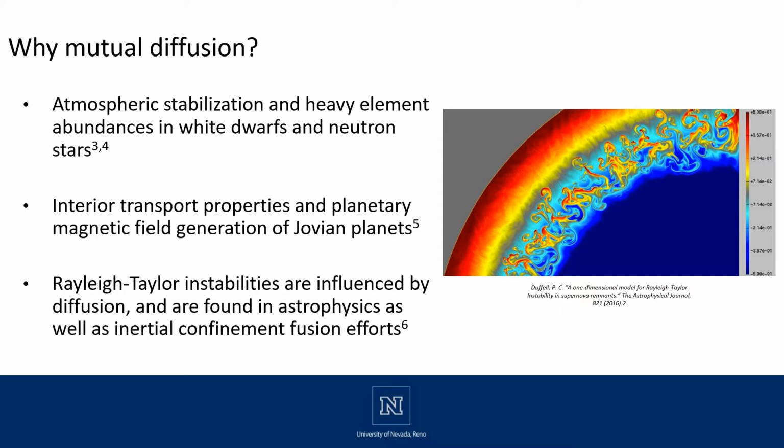Mutual diffusivity is an interesting topic of study as it is thought to influence a wide variety of phenomena across the universe. Of particular interest is its applications in warm dense matter systems, where a better understanding of mutual diffusivity can help inform these other processes. This includes things like the atmospheric stabilization and heavy element abundances in white dwarfs or neutron stars, or things like the transport properties and planetary magnetic field generation of Jovian planets. But perhaps most importantly to our collaboration's research is the thought that Rayleigh-Taylor instabilities are influenced by mutual diffusivity, and this is going to find widespread applications in both astrophysical fields as well as inertial confinement fusion efforts.